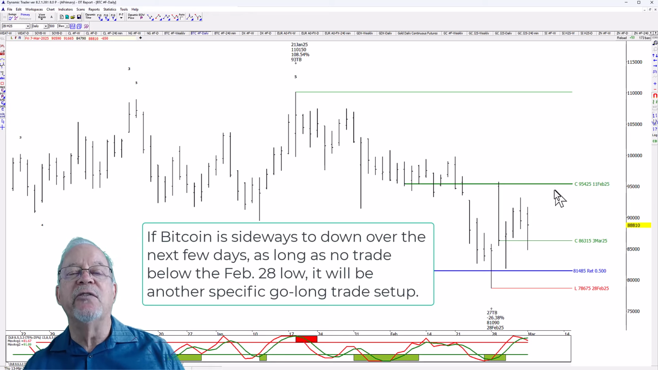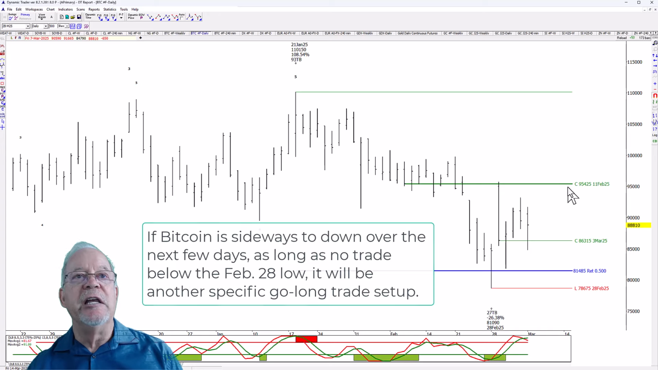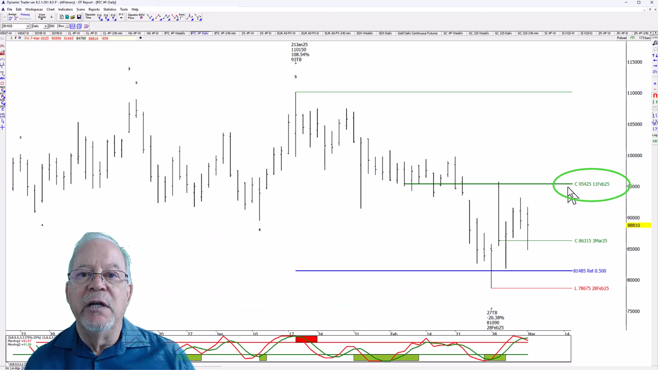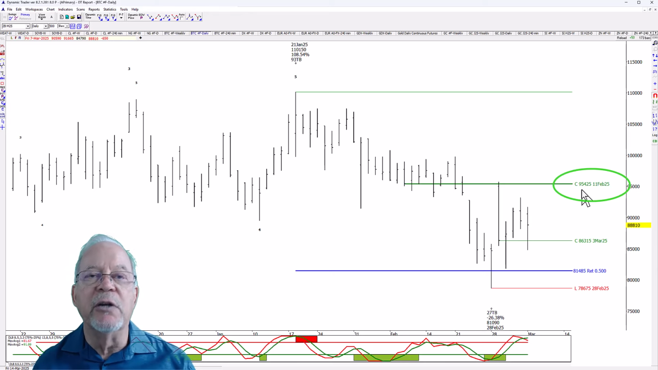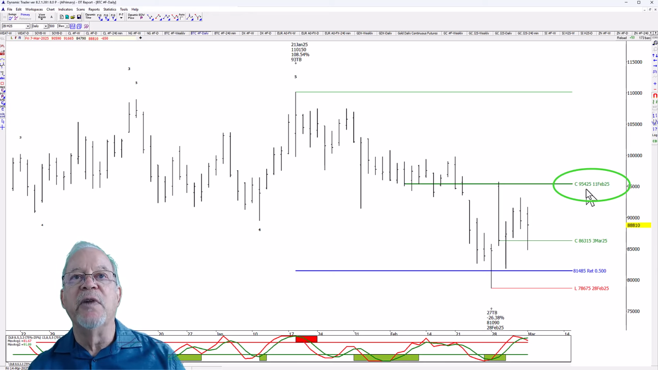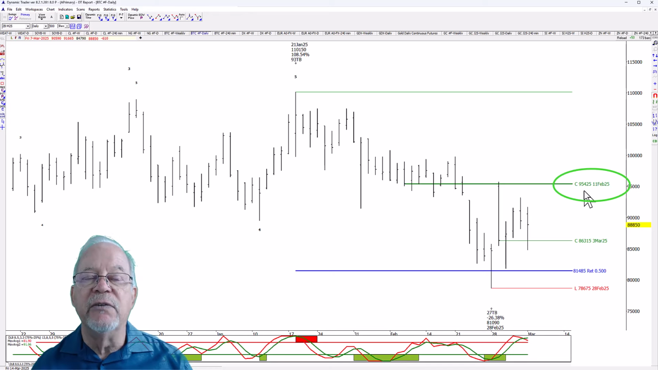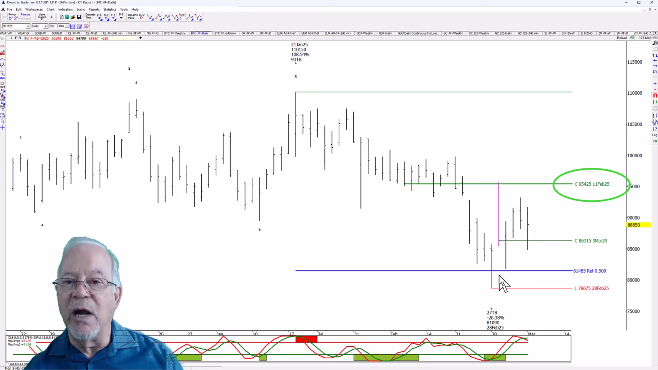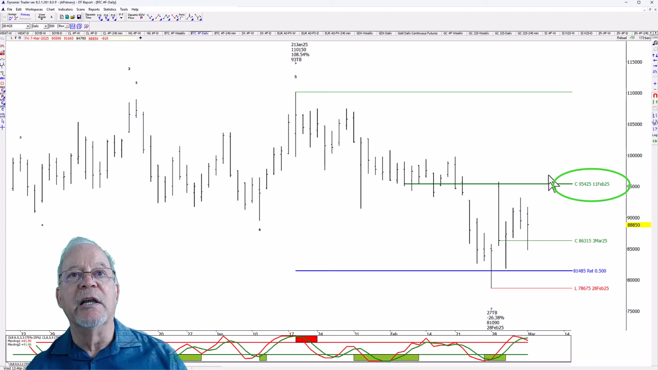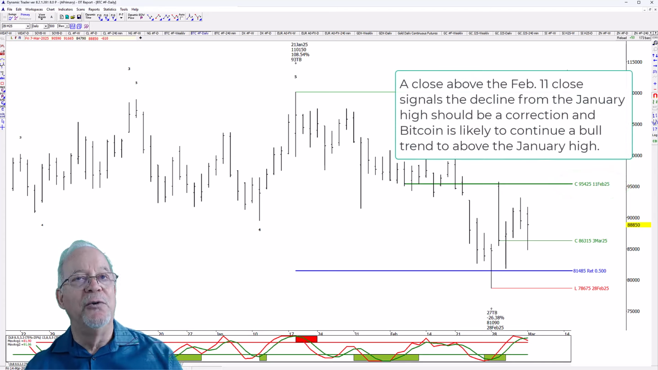But here is the key level. If Bitcoin should close above the February 11th close, and by the way, this is the continuous futures data for Bitcoin, if it should close above 95,425, more than likely this decline is a correction. That's called a closing overlap. And if it should close above that level, more than likely the follow-through eventually would be to a new high.